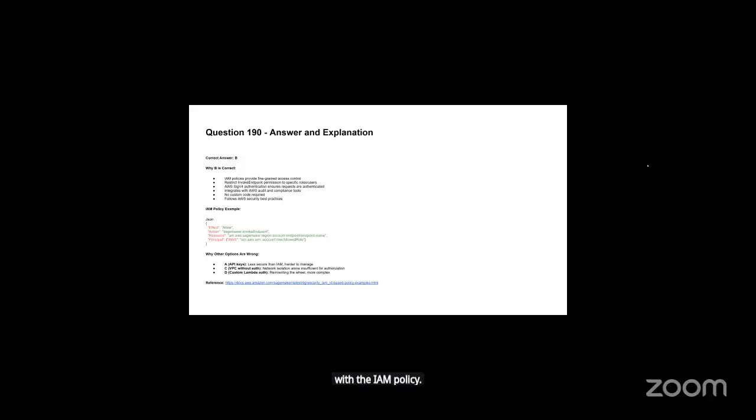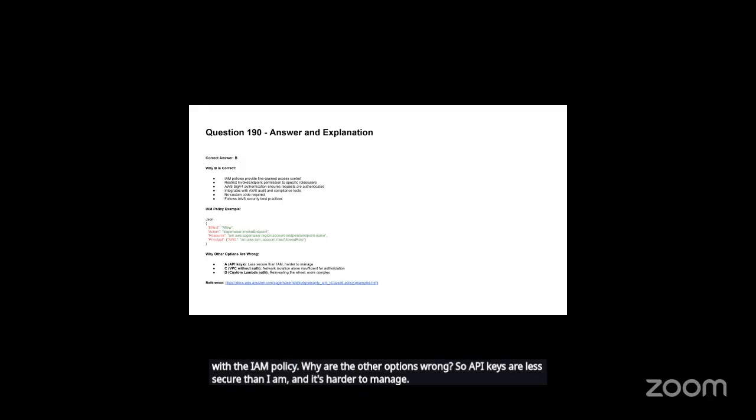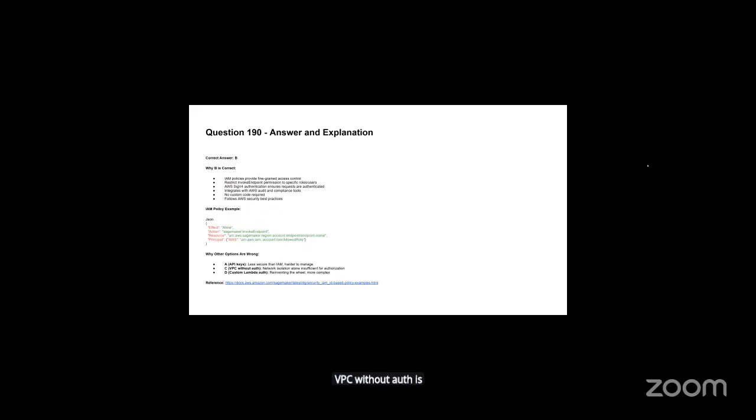Why are the other options wrong? So API keys are less secure than IAM, and it's harder to manage. VPC without auth is network isolation, which is not sufficient. In custom Lambda, this is overly complex. It's too much operational overhead. Question 191.